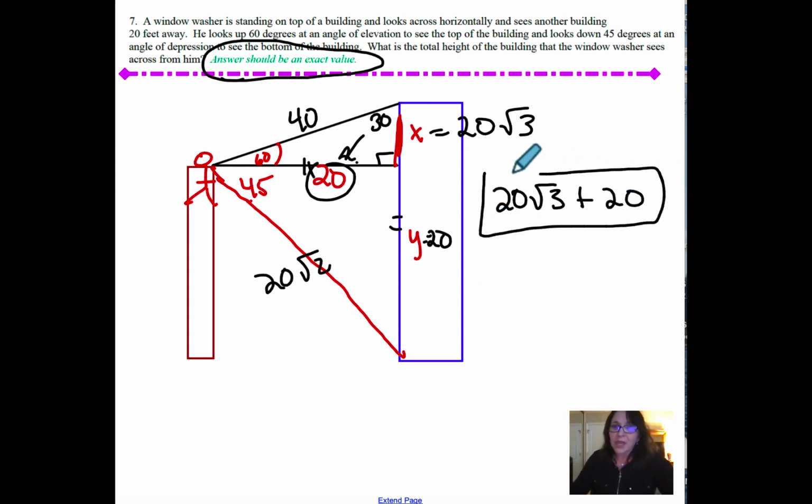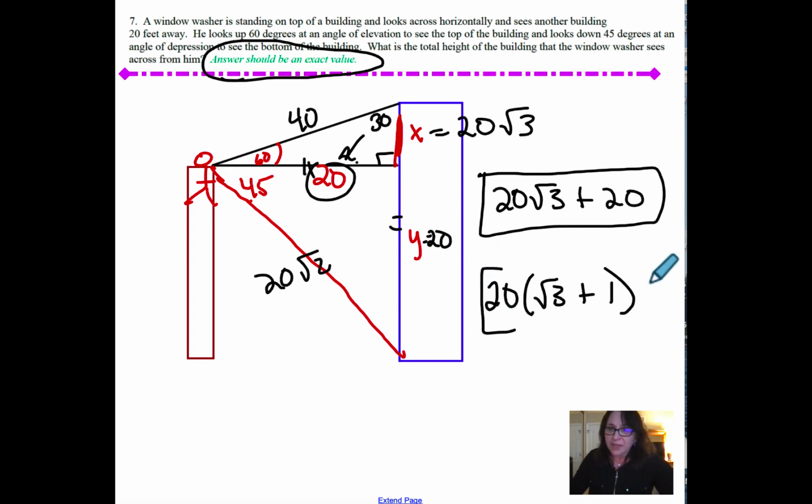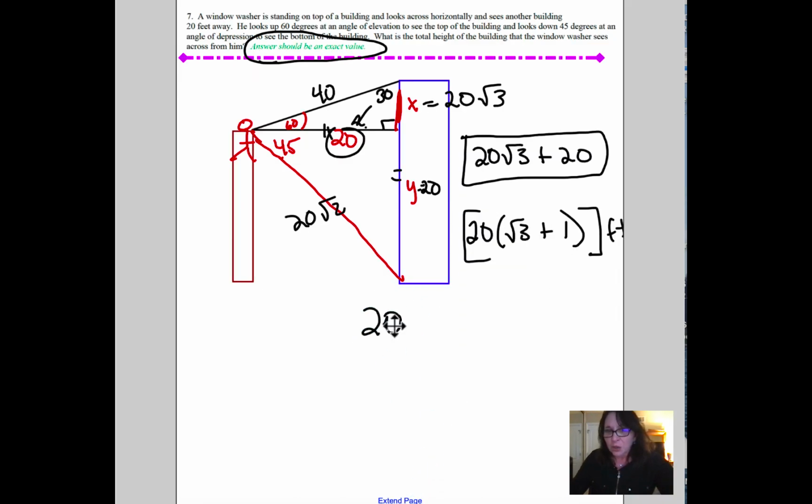So you'd box that up. Now, just a note, and this is in feet. So a couple ways to write this. Number one, you could write it like this, 20 times root 3 plus 1, and then all of this is feet. Or you could just leave it like this, 20 root 3 plus 20 in parentheses, and this is feet, like that.